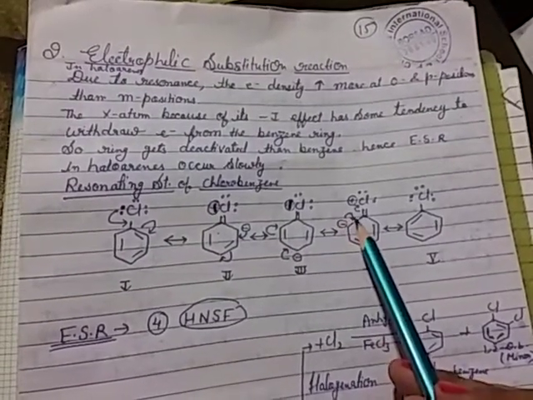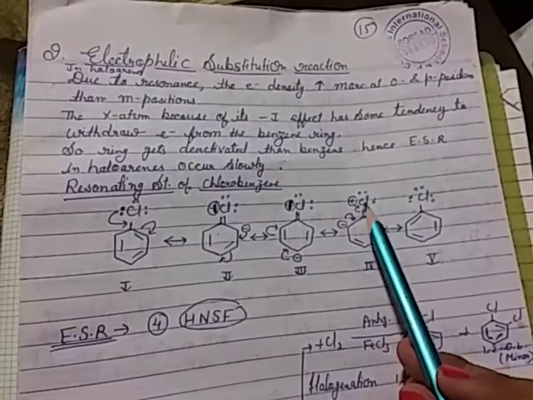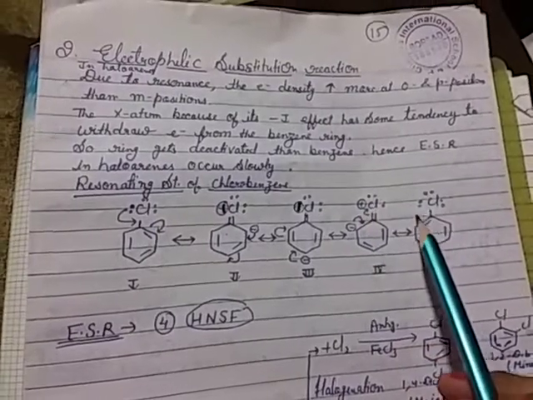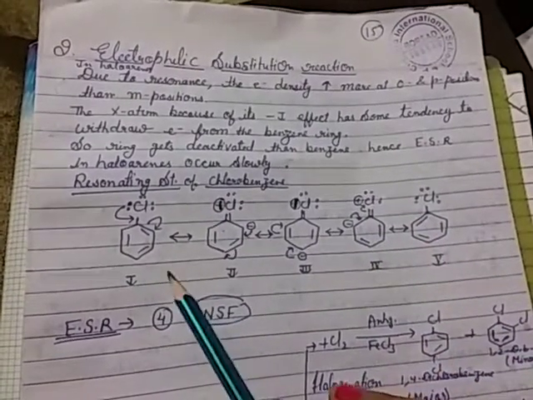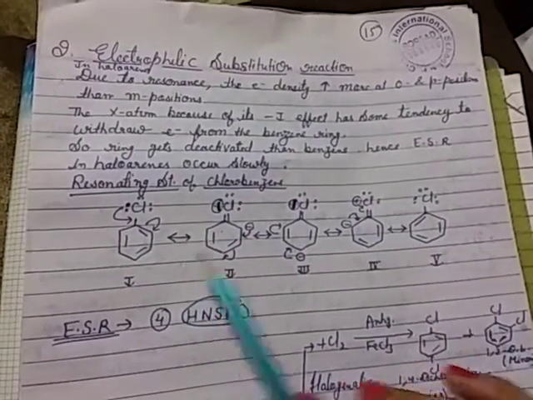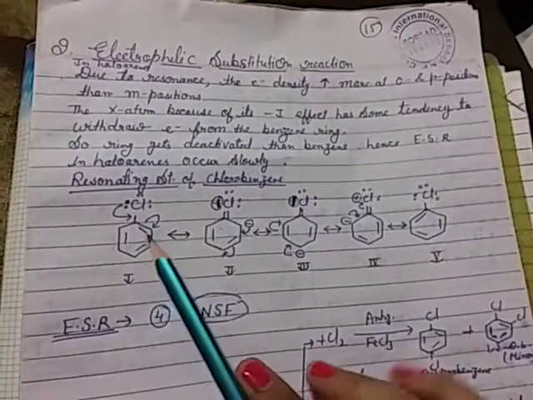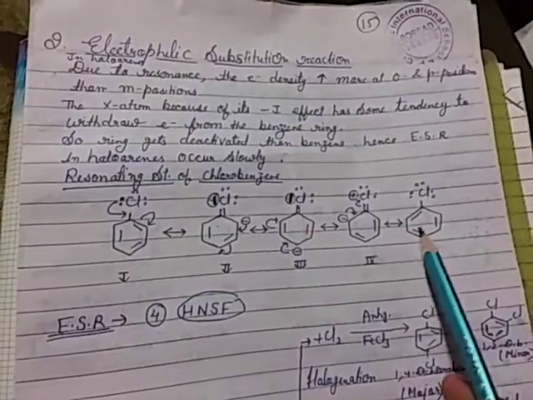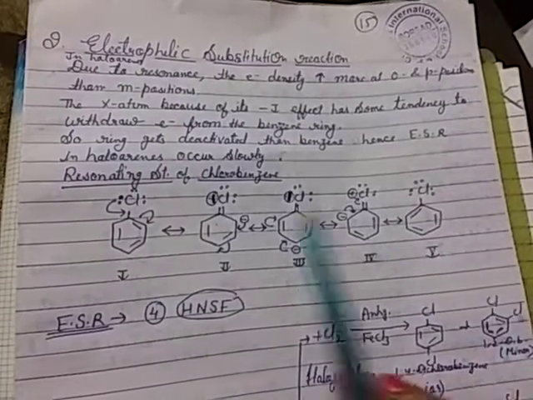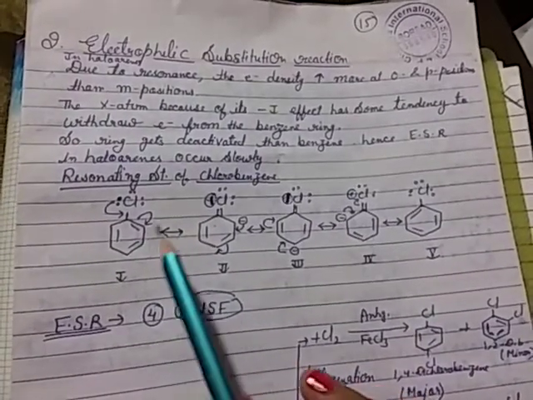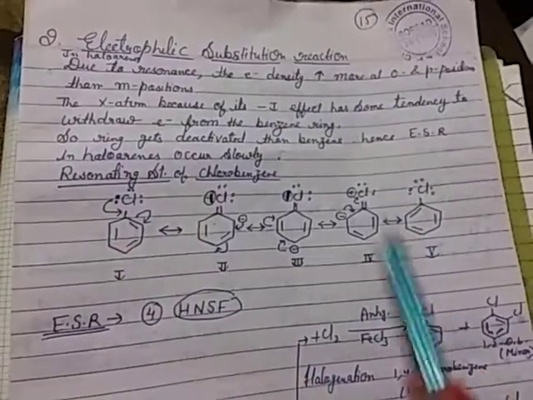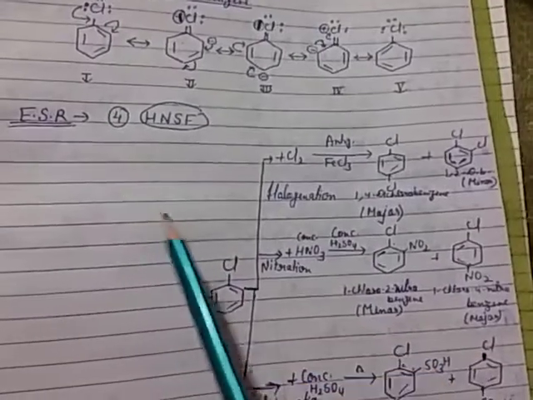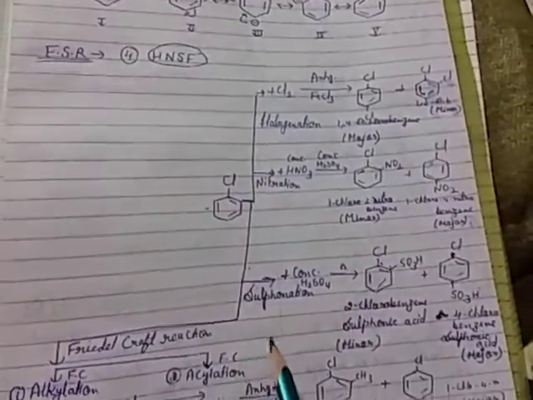Again it transfers forward, but before making the bond, the double bond transfers to the Cl. So here a new bond is formed. Again, the first and fifth resonating structures are the same, only the double bond system is changed. See, this double bond changes, it is a conjugated system. Okay, so the conjugation is changed. Clear? Electrophilic substitution reaction, here 4 examples are given.